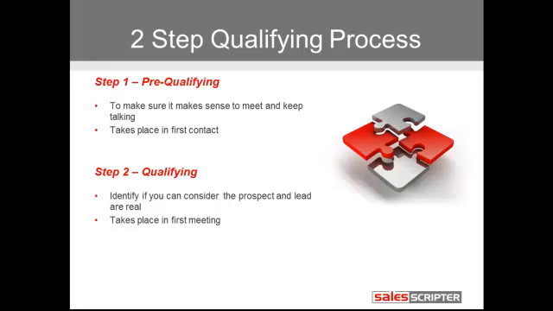Step 1 is pre-qualifying, and you do this primarily when you first make contact. The primary goal of this is just to make sure that it makes sense to keep talking, right? Does it even make sense for us to have a conversation? So this basically will take place in the first contact. So you might meet someone at a networking event, and the next step might be just to have a deeper conversation there in person or on another day.